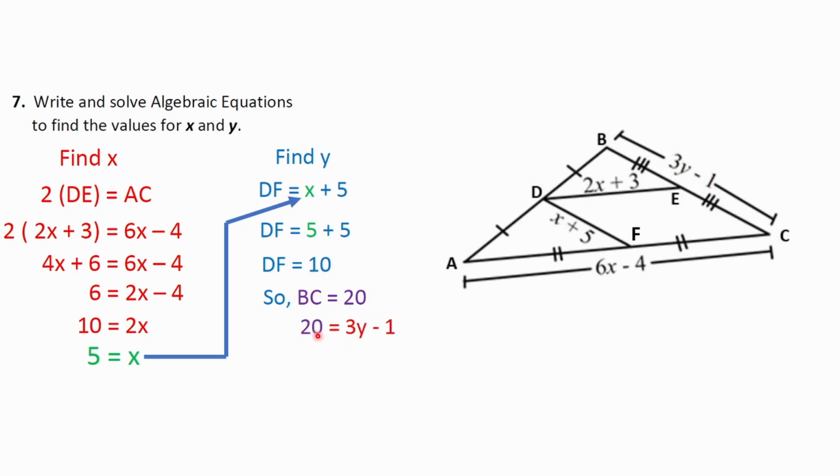And now I can say, okay, well, 20 is going to be equal to this segment length BC, and it's also this expression 3y minus 1. So now I can set up a relationship that allows me to solve for y. Adding 1 to both sides gives me 21 is equal to 3y. And then finally dividing by 3 gives me a value of 7.